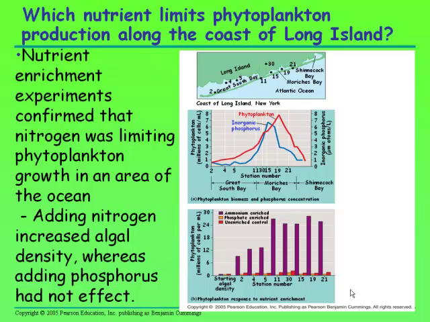So this map and these two graphs show an experiment. Which nutrient limits phytoplankton production along the coast of Long Island?